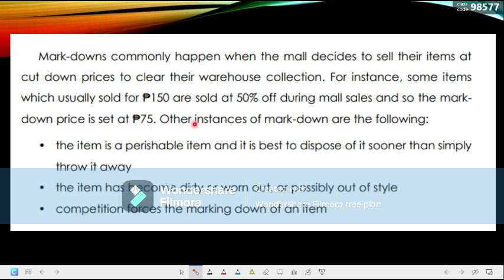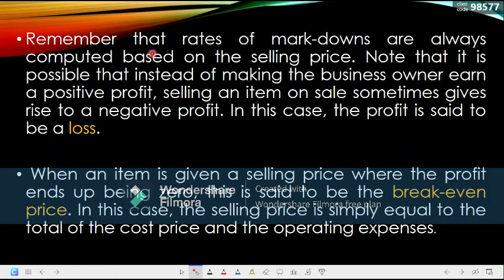Now, other instances of markdown are the following. For example, the item is a perishable item and it is best to dispose of it sooner than simply throw it away. Or the item has become dirty or worn out or possibly out of style. Or competition forces the marking down of an item. So remember that rates of markdowns are always computed based on the selling price.